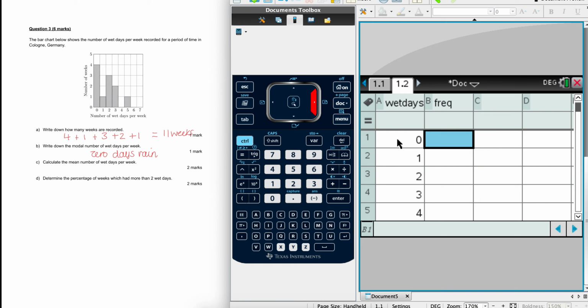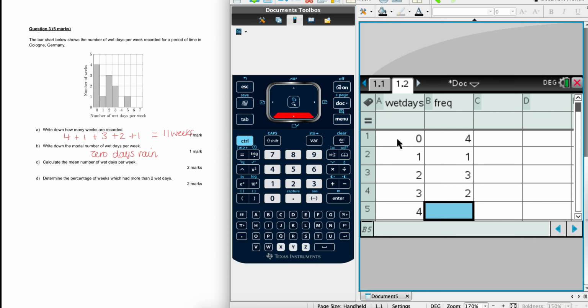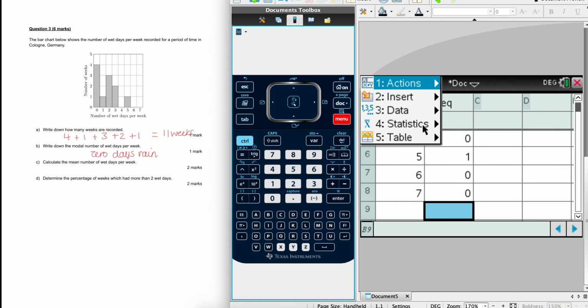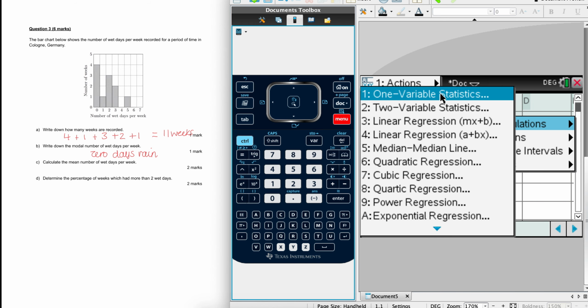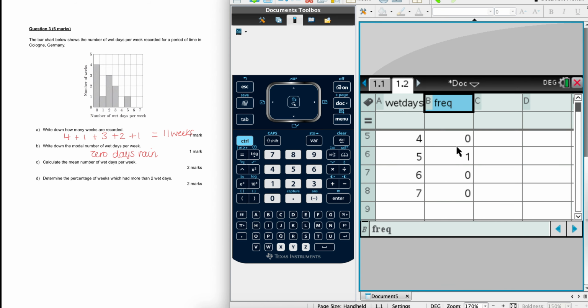So there were 4 weeks of no rain, 1 week of 1 day, 3 weeks of 2 days, 2 weeks of 3 days, no weeks, 1 week, no weeks, no weeks. Okay, so we're then going to do menu, statistics, stats calculations, and 1 variable statistics. And then it's going to ask us for what the data is, hopefully.